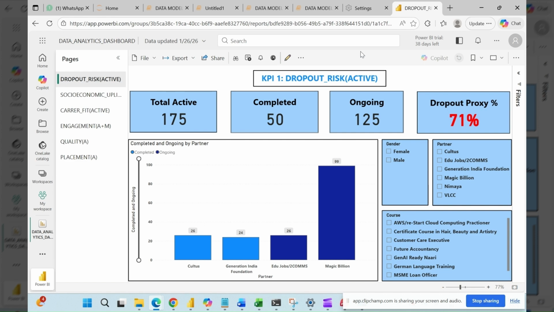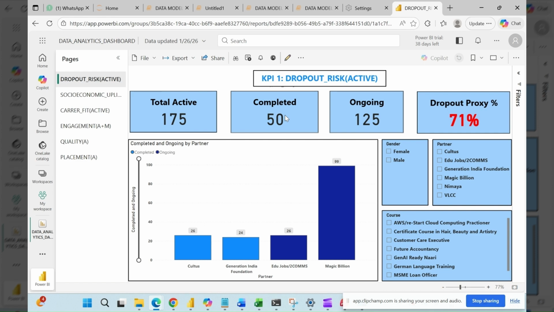So let's check the first KPI, which is dropout risk for active students. What is dropout risk active? What we built is a KPI page, a report page, showing total active, which is 175. I already told you.